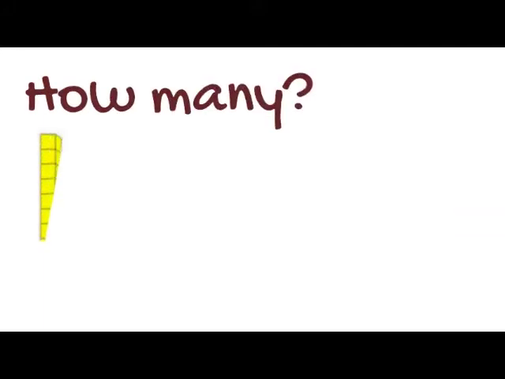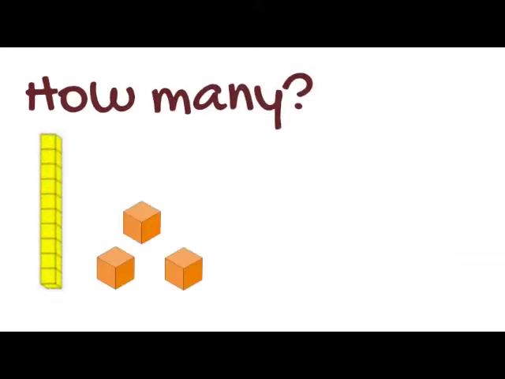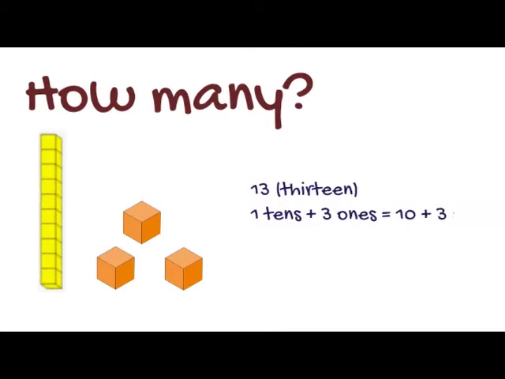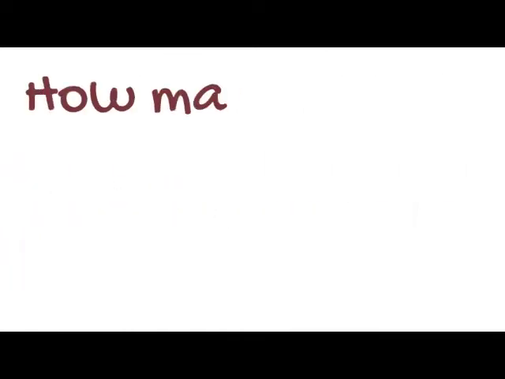So how many are these? One block and three cubes. Can you guess it for me? Correct. It is 13. Thirteen. 13. 1 tens plus 3 ones makes it 10 plus 3 is equal to 13. Here 10 plus 3 is the expanded form of the number 13. And 13 is the number name.